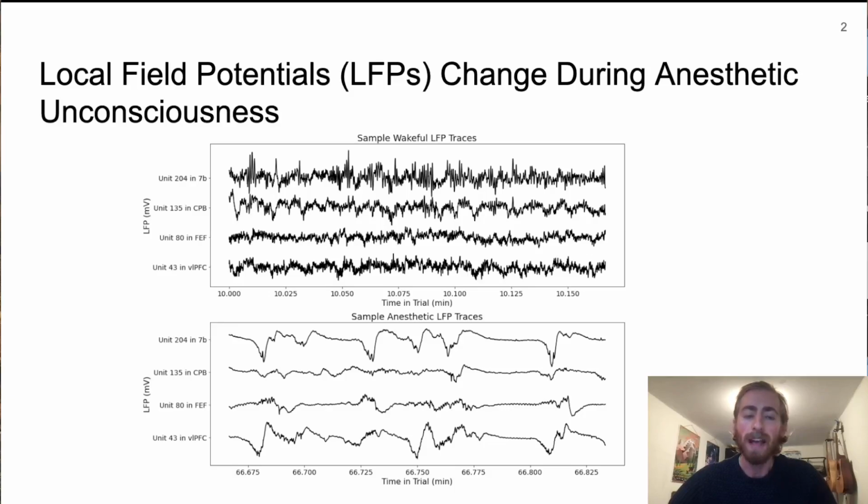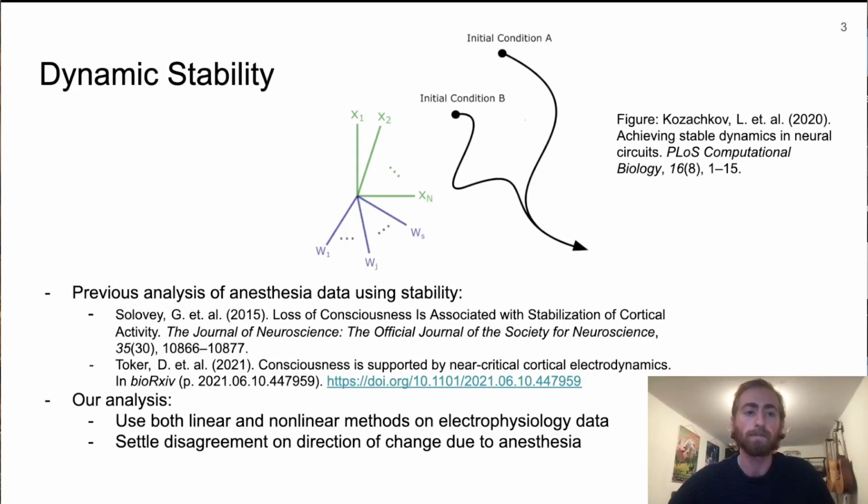collaborators. Here we have sample LFP traces from each of 4 regions of interest: parietal cortex, auditory cortex, frontal eye fields, and prefrontal cortex during both a wakeful state and an anesthetic state. And you can see quite clearly here already that the LFP during anesthesia is qualitatively very different. But what we'd like to do is characterize mathematically what's changing in the LFPs during loss of consciousness, and hopefully this will give us some insight into the mechanism of loss of consciousness due to propofol anesthesia.